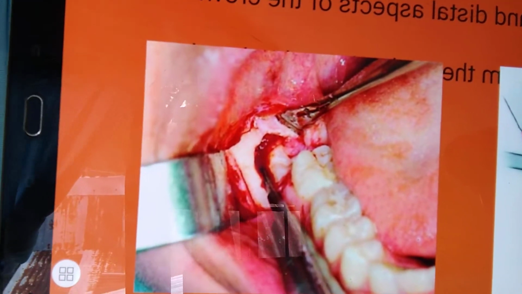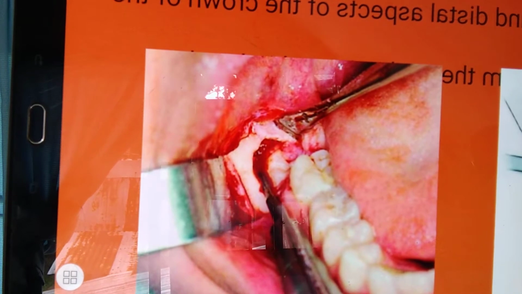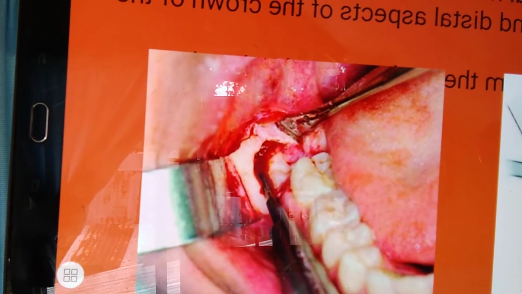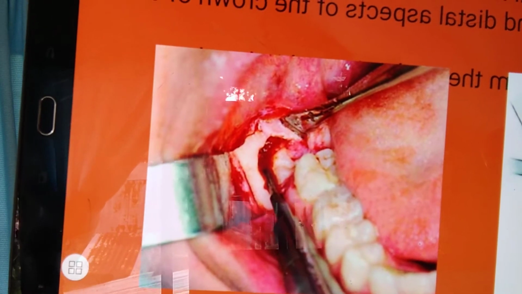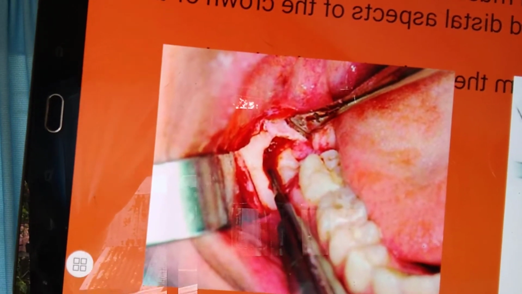The guttering technique involves the removal of bone by creating a groove on the buccal and distal aspects of the crown of the tooth, ensuring a pathway for removal that will facilitate its luxation. Extensive bone removal is thus avoided. So you need to provide a pathway for you to luxate properly the tooth.